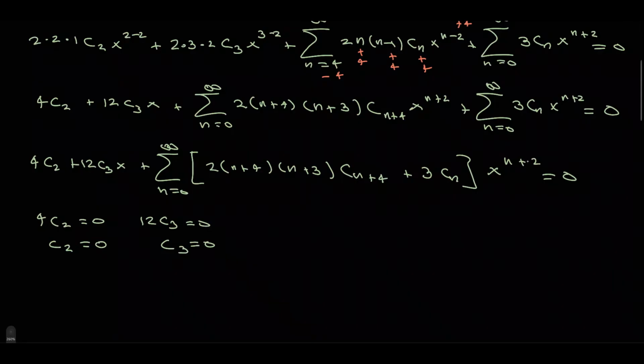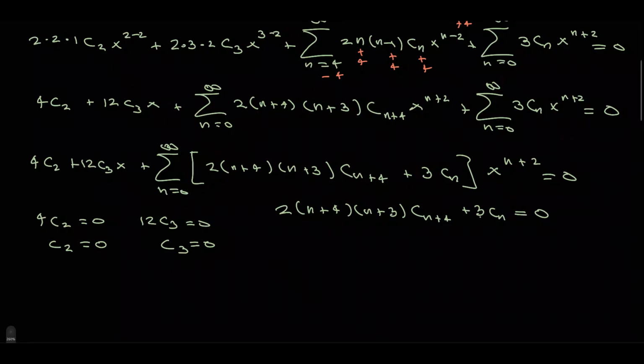And the coefficient of x to the n plus 2, because there's nothing on the right, that's equal to 0. That means this whole expression, 2 times n plus 4, n plus 3, c sub n plus 4, plus 3 c sub n, must be equal to 0. From here, we're going to solve for the c with the largest subscript, that is c sub n plus 4, in order to obtain our recurrence relation. That's what we're going to use to get the coefficients of the solution by series.